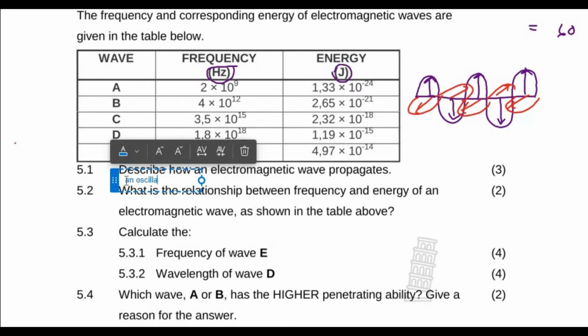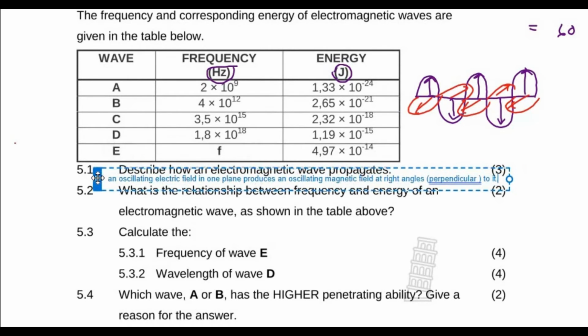So if we define it, we would then say that an electromagnetic wave propagates as an oscillating, it means a changing, oscillating electric field in one plane, right? And which produces an oscillating magnetic field at right angles, or sometimes somebody might say perpendicular, to it.